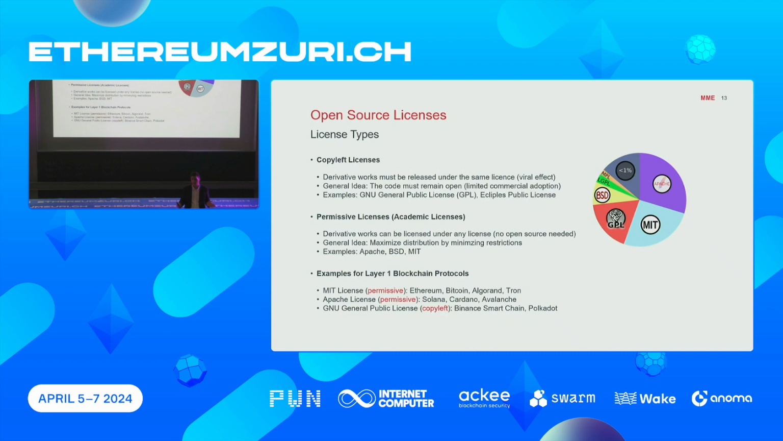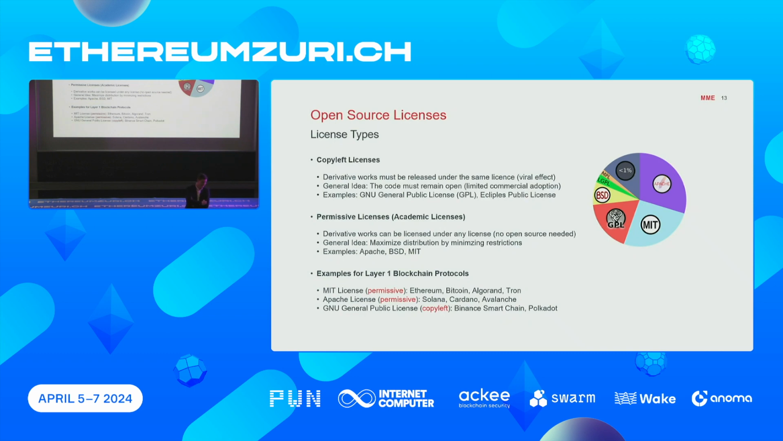There you can do whatever you want. You can take the code, repackage it, and sell it for $1 million, completely legal, right? No rules regarding how you can actually distribute it. Now, when you look at the layer 1 blockchains, most of them actually have a permissive license chosen.